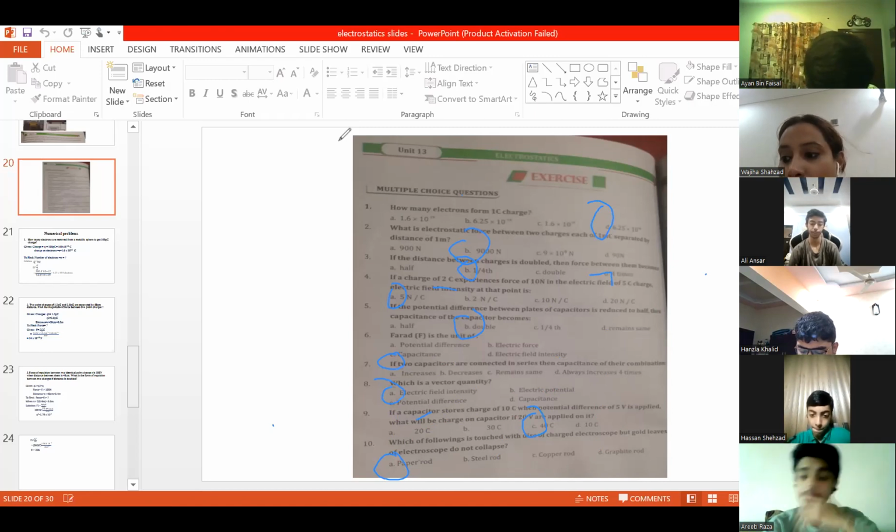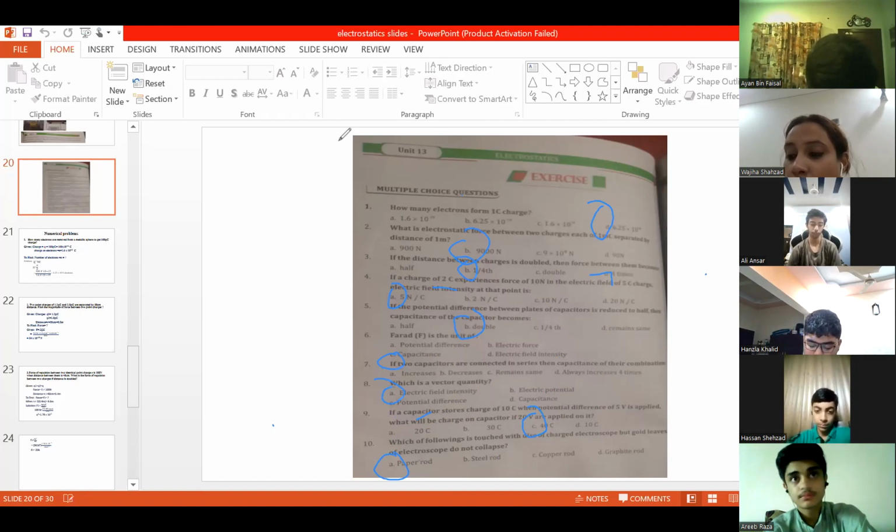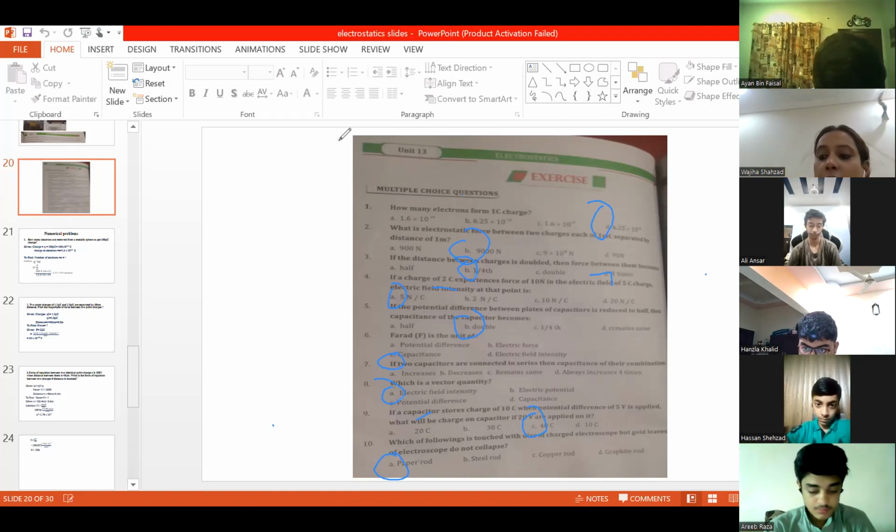For 5, the right option is option B. For 6, the right option is C, capacitance. For 7, the right option is option B, that is decreases. For 8, the right option is option A, electric field intensity. For 9, the right option is option C, that is 40 coulomb. And for 10, the right option is option A, paper rod.